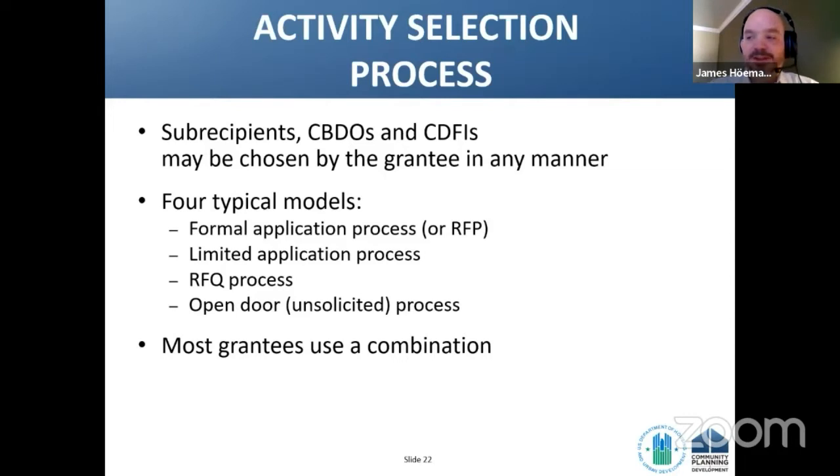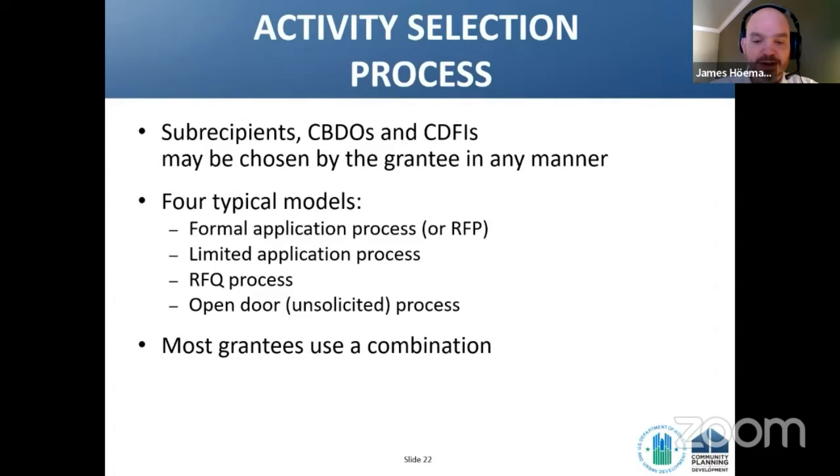One of the things I would caution you about is having a manageable process, if you will. Look at that last option, an open door, unsolicited process, or what some people refer to as a rolling application process, where throughout the year you receive applications for the various categories you are looking at funding. You have to consider the capacity of your organization.